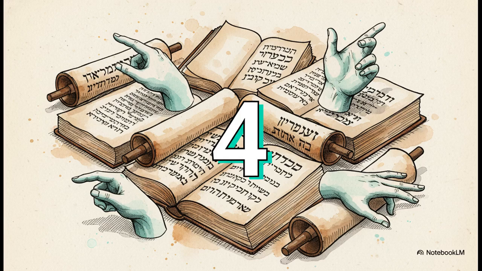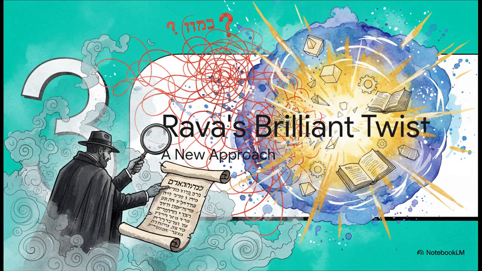His clue, as good as it was, has led straight to a dead end. So just when the case seems to have gone completely cold, another scholar, a master detective named Rava, enters the scene. And what's brilliant is that he doesn't even try to fix Rabbi Zira's theory. Instead, he offers a completely new way of looking at the evidence. It's a true paradigm shift.